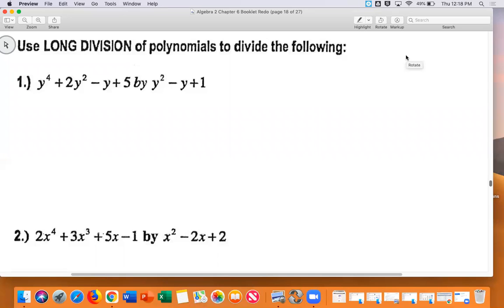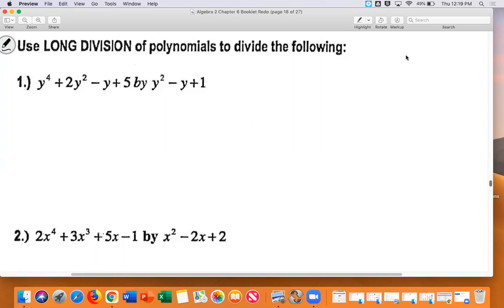All right, so with long division, just ingrain in your brain how you did it in 4th grade, right? You had the house and you had the thing outside the house, and then you had the thing you were dividing inside the house, right? So here it says y to the 4th plus 2y squared minus y plus 5. That's going into our house.